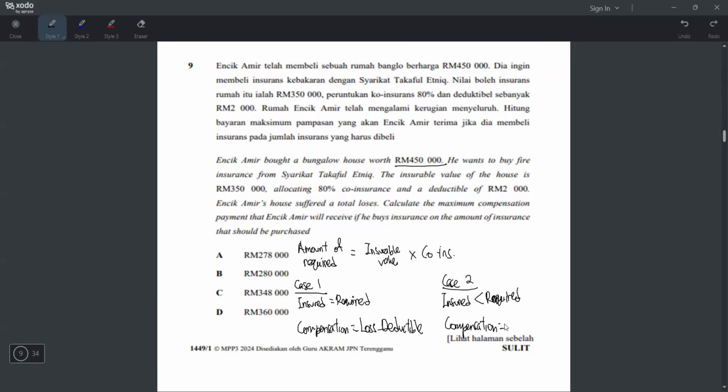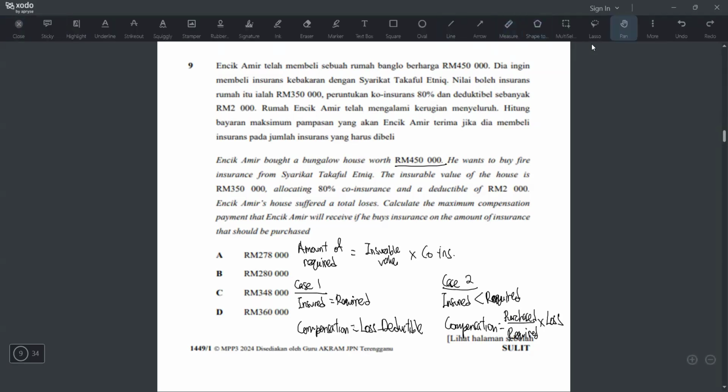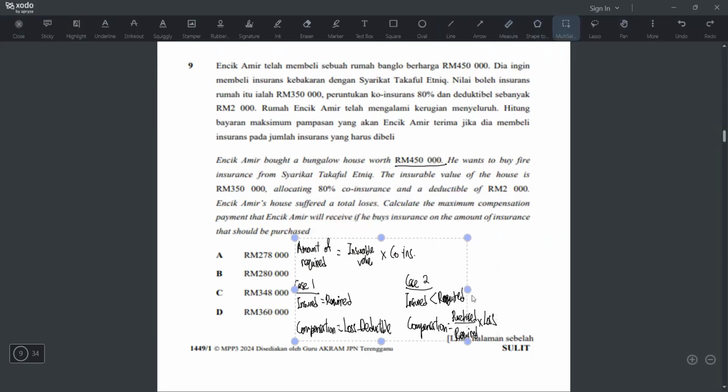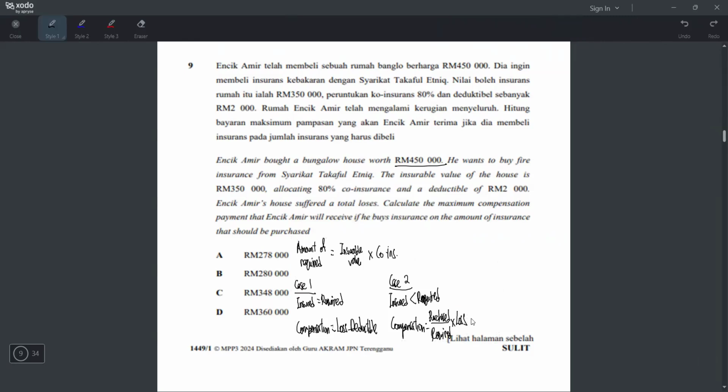So the formula will be you take the purchased, you divide with required. Purchase divided by required. Ataupun you boleh cakap insured value divided by required, times with loss, and then minus deductible. So times with loss minus deductible. So this is the formula if it's case 2, right?